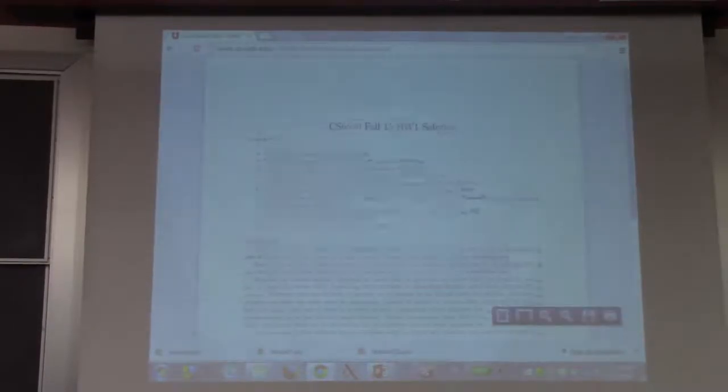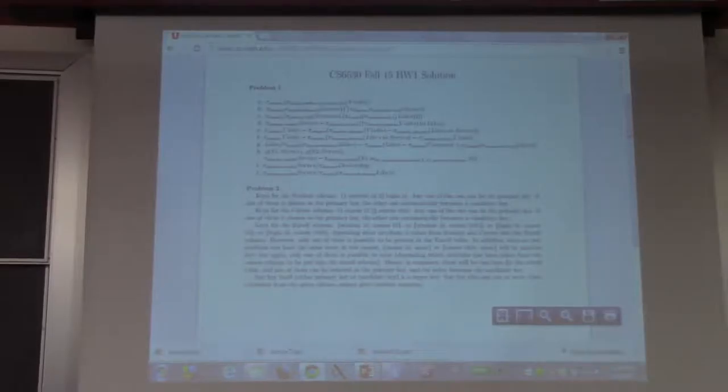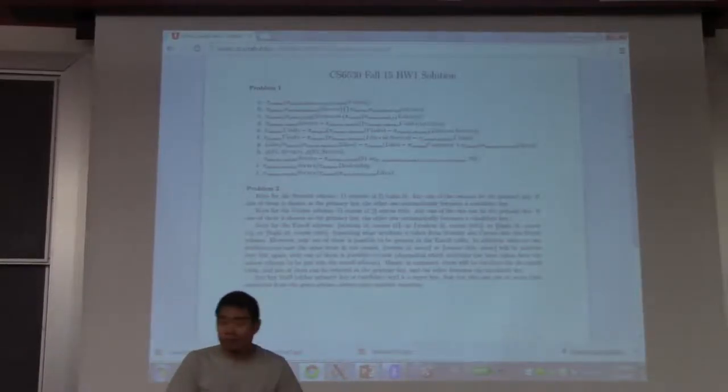And it basically has two problems. The first one is the relational algebra. The second one is testing on the definition of keys, different kind of keys that you may have in a schema.